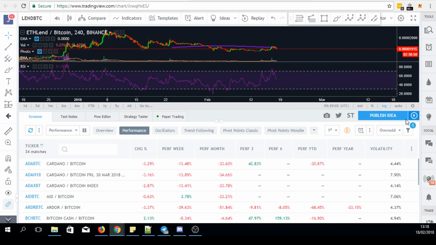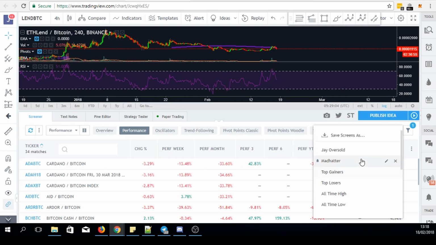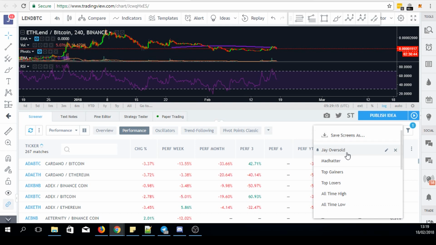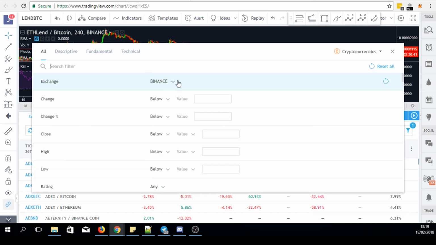You've already seen the basics, right? You saw the Mad Hatter strategy. You saw the oversold. I think mine is relatively the same as the oversold. I think I've got a few more restrictions on there. Let's just look at this one really quick. Oh, so I just have it set to Binance.